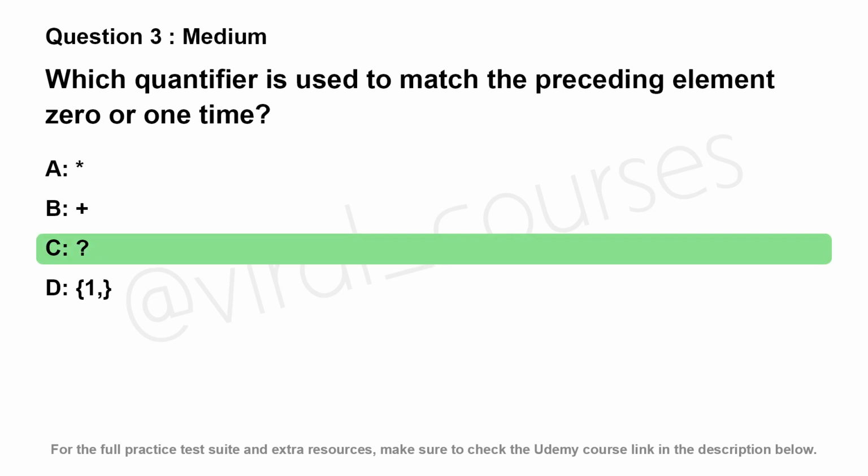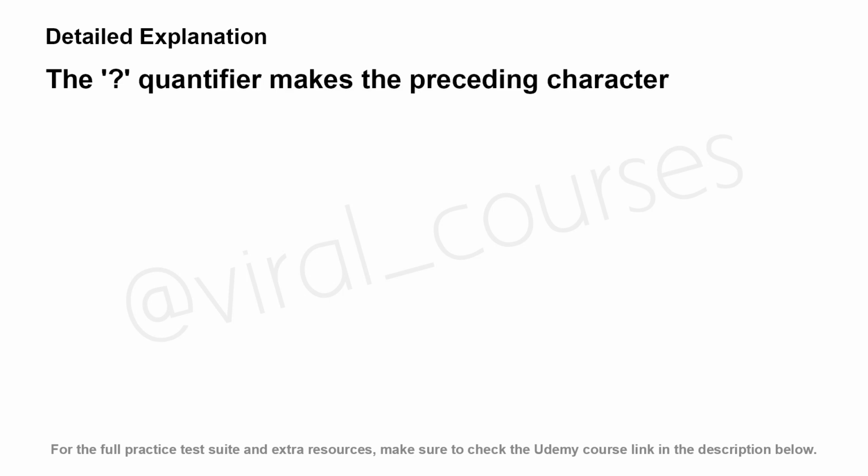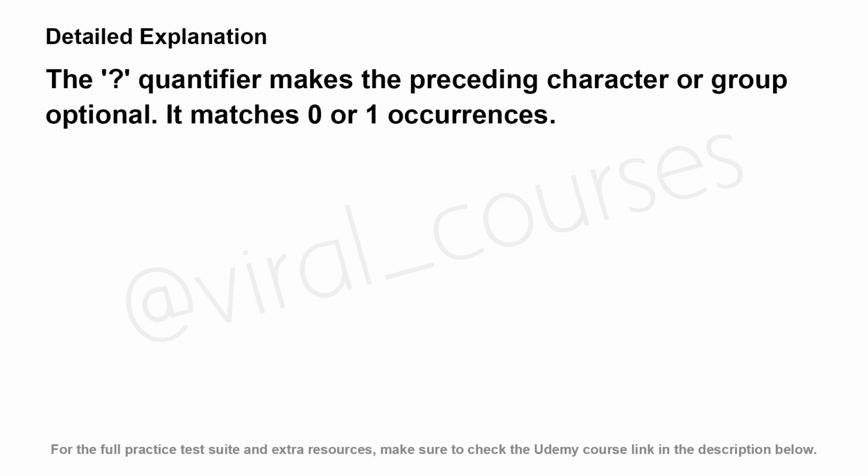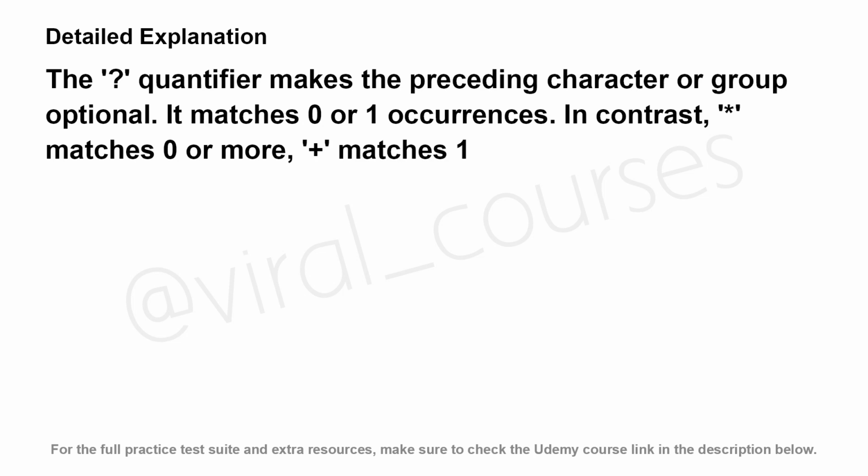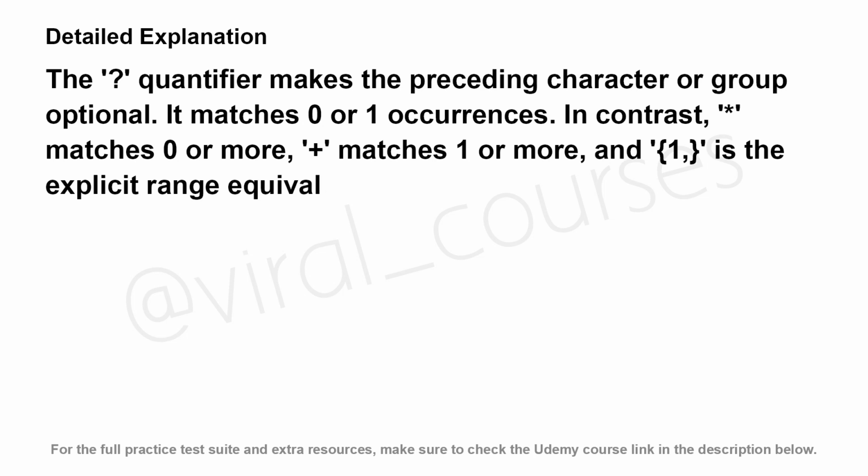The correct answer is C. The quantifier makes the preceding character or group optional. It matches 0 or 1 occurrences. In contrast, asterisk matches 0 or more, plus matches 1 or more, and 1 is the explicit range equivalent of the plus quantifier.